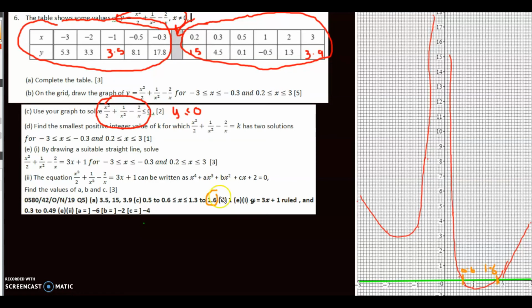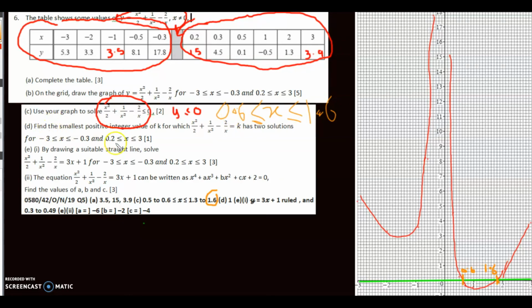Okay, so the values of x in this range are between 0.6 and 1.6. So the answer, let me just write the answer over here. So x is between 0.6 and 1.6, including these values. So we include the equality sign. Okay, this was part C.